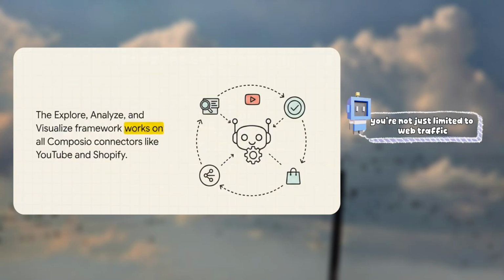And remember, you're not just limited to web traffic. You can ask the AI to audit your Composio toolkit and run this exact same Explore, Analyze, and Visualize framework on your YouTube analytics, your Shopify storefront sales, or even your GitHub pull requests. It is a universal automation loop for practically any data source. To picture this working in your own ecosystem, here's what this looks like in practice.